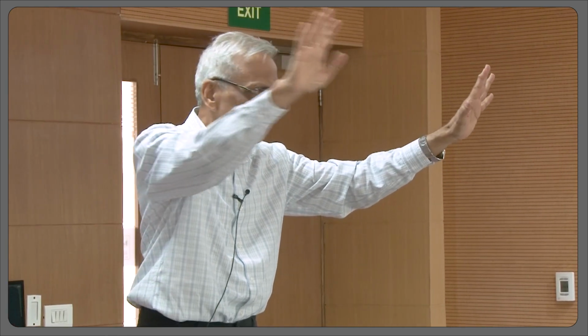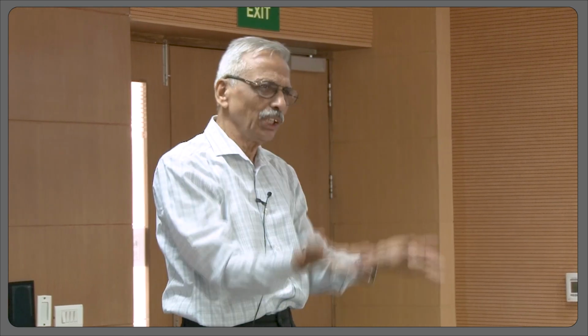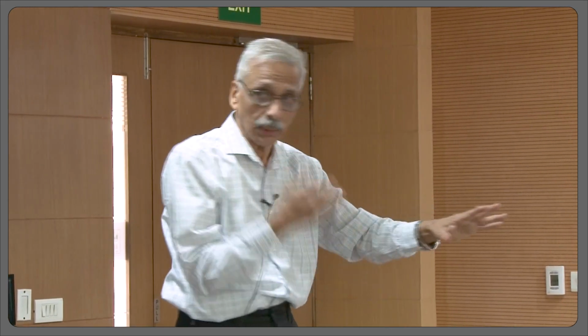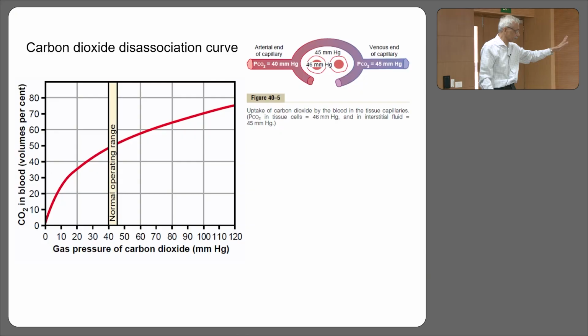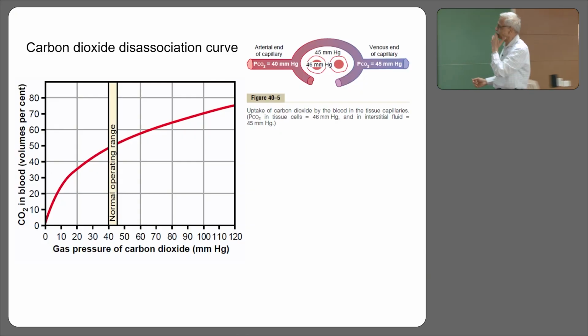Not Greek and Latin, very simple. I am talking about the same thing in two different languages. In the language of partial pressure, in the tissue I am going from 40 to 45. In terms of actual volume, I am going from where to where? 48 to 52.